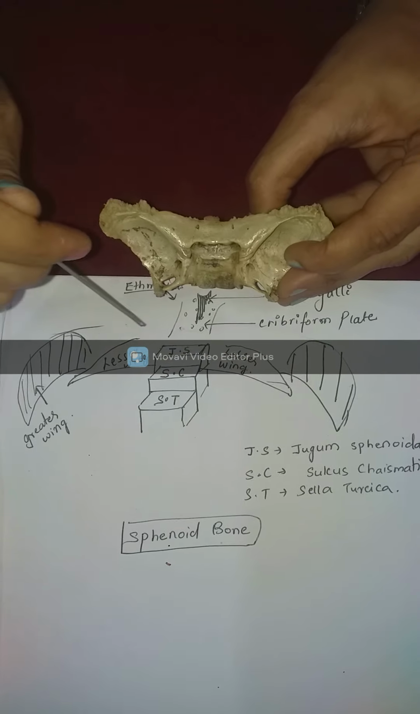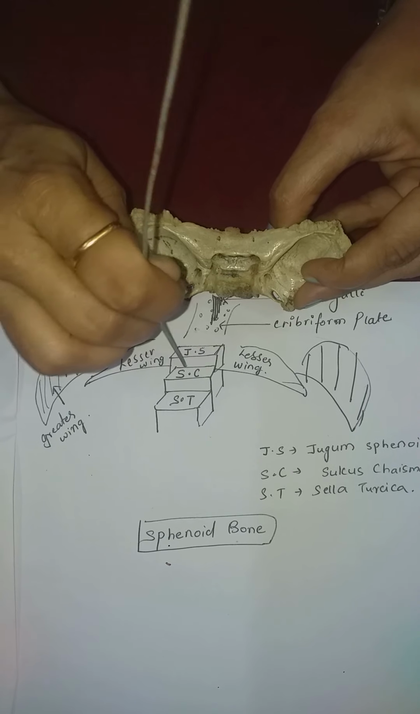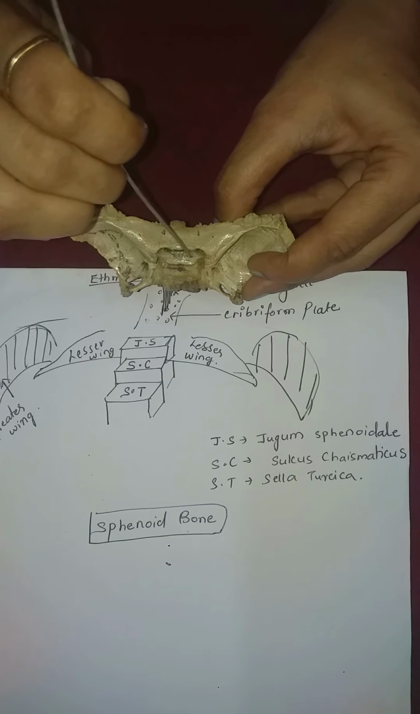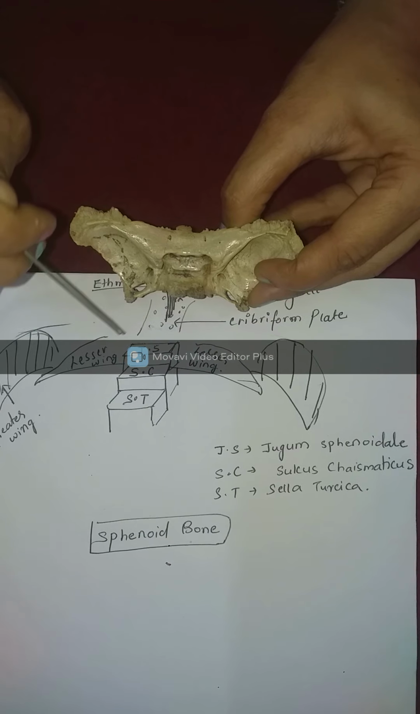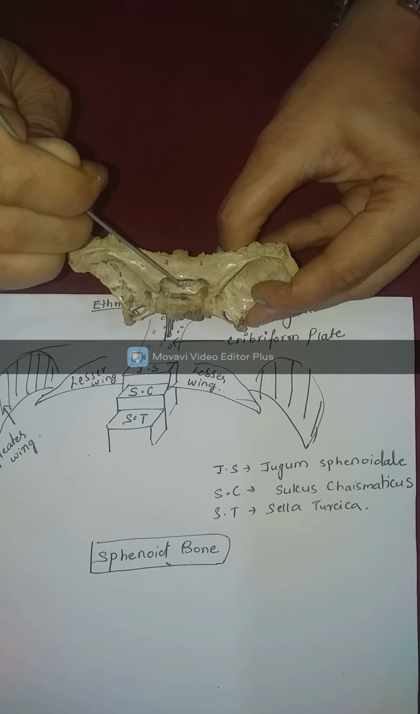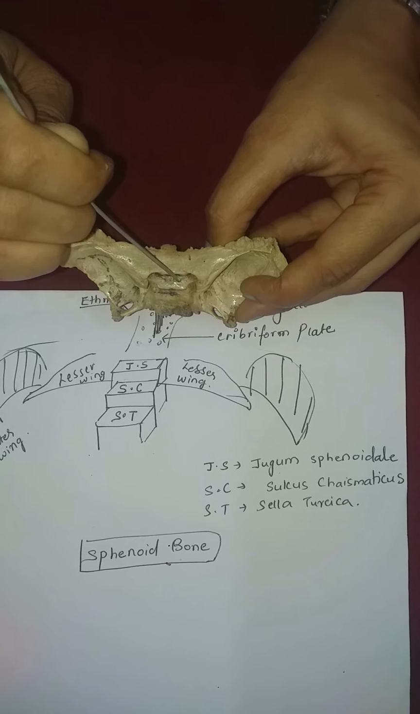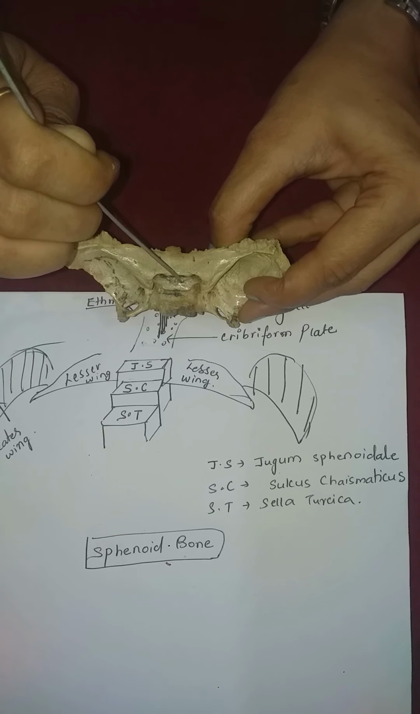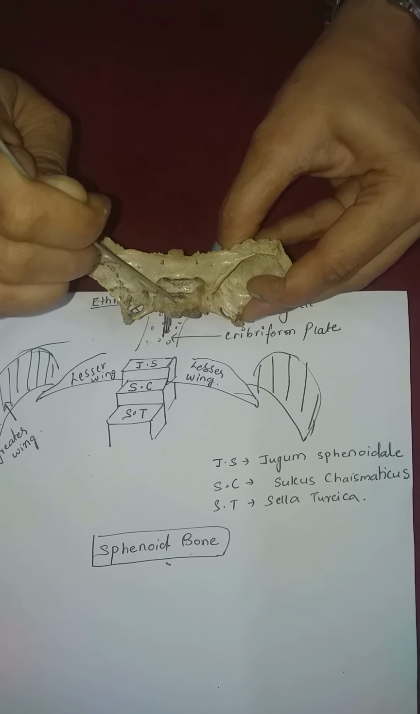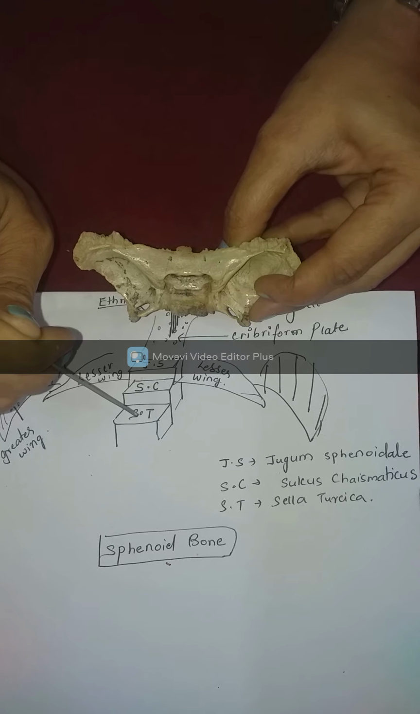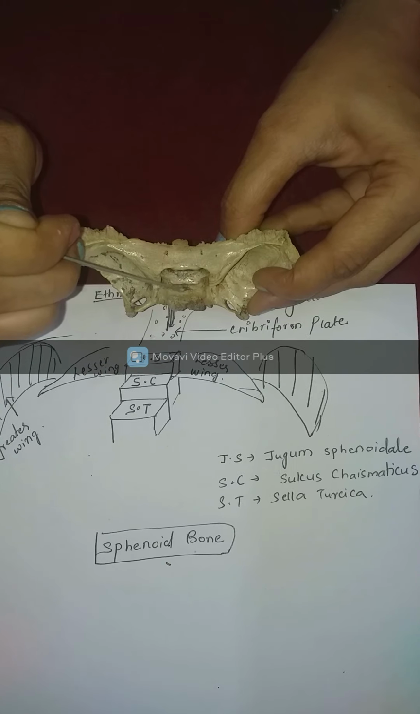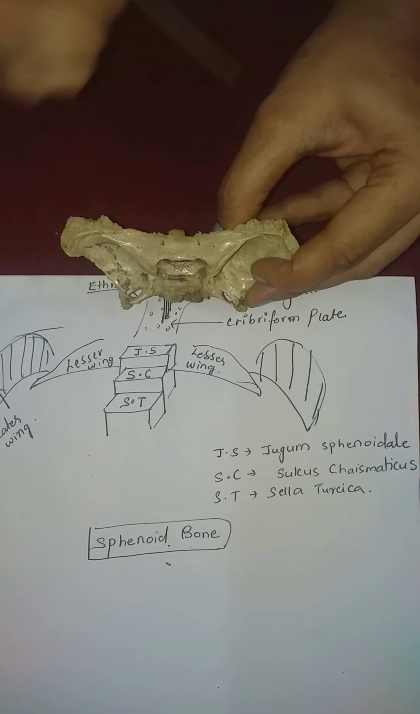Okay, now we jump below. From the jugum sphenoidale, we go to the second stair. What is this called? Just below the jugum sphenoidale, this is called the sulcus chiasmaticus. Chiasma refers to the optic chiasma. And below that we jump to the next stair, the lowermost stair, and that is called the sella turcica, where your pituitary gland lies.